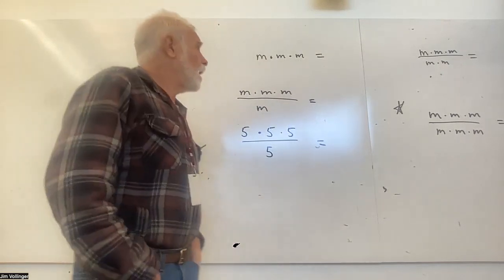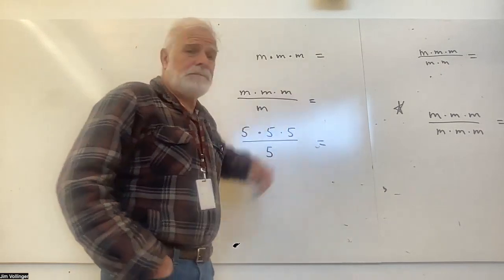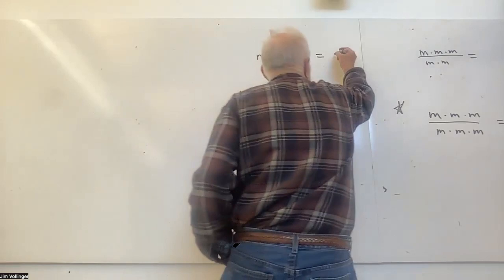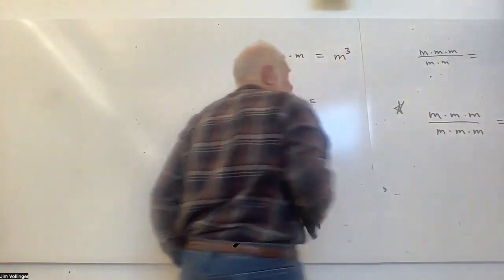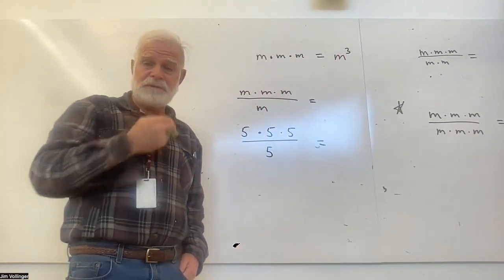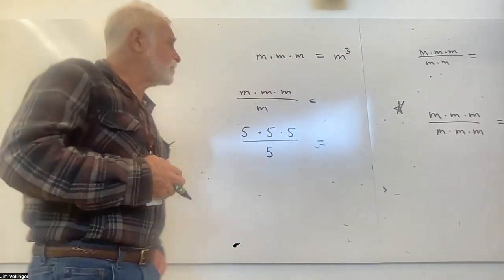today. All right, so m times m times m from your pre-algebra and your algebra 1 class, you should know that's more succinctly, more simply written as m cubed. So that number 3 represents how many times m is a factor in this calculation.